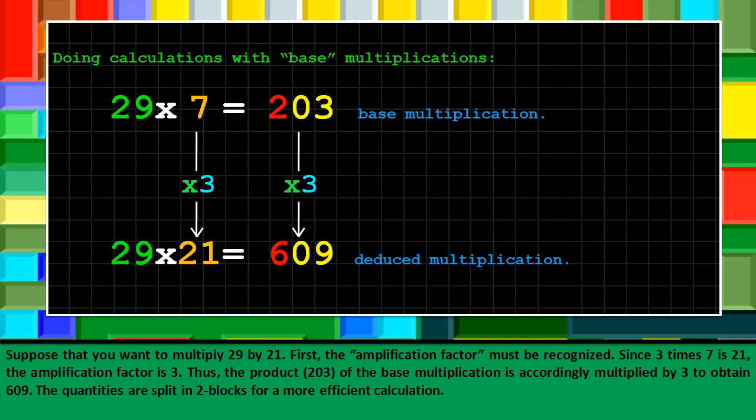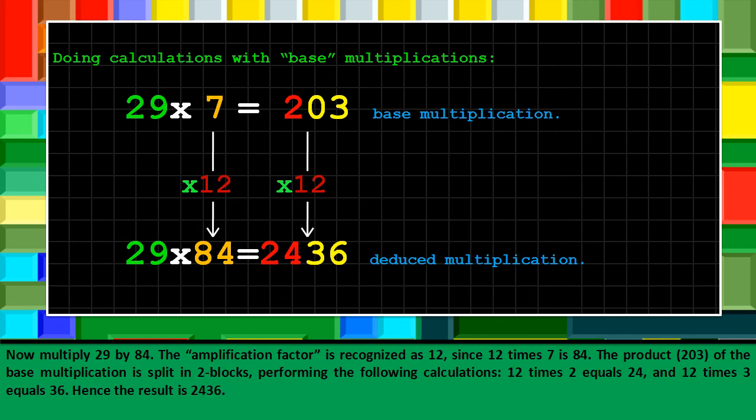Suppose that you want to multiply 29 by 21. First, the amplification factor must be recognized. Since 3 times 7 is 21, the amplification factor is 3. Thus, the product 203 of the base multiplication is accordingly multiplied by 3 to obtain 609. The quantities are split in 2 blocks for a more efficient calculation.